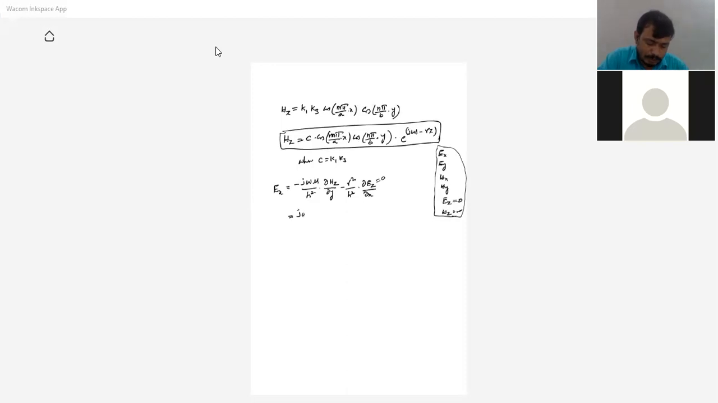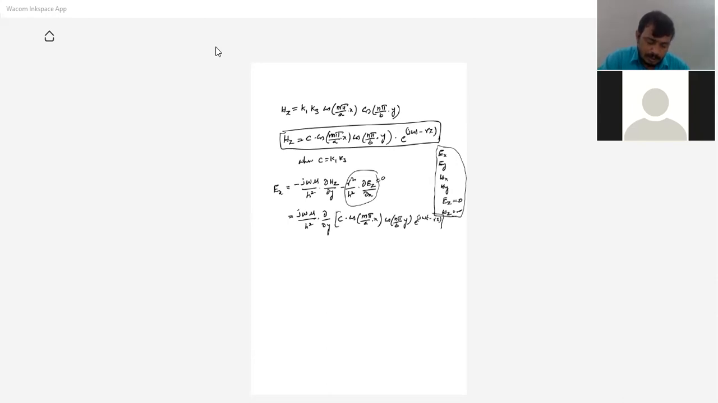This is minus j omega mu by h square, this term is 0. So dou by dou y of Hz, which is C into cos of m pi by A into x, cos of n pi by B into y, e power j omega t minus gamma z.